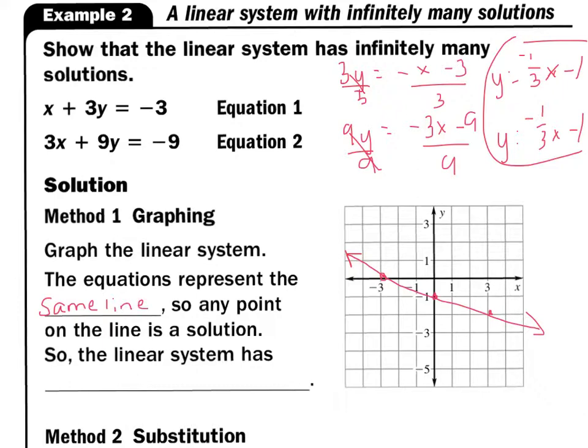So any point on the line is a solution. So the way we want to answer this is we want to say that the linear system has infinitely many solutions.